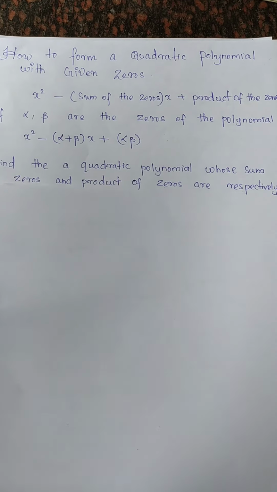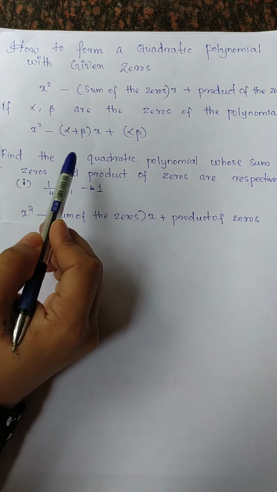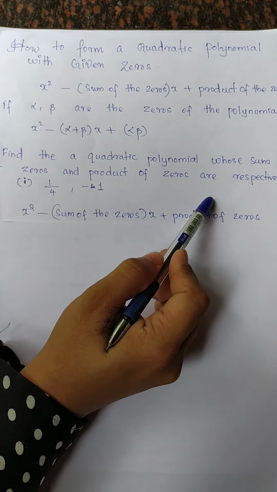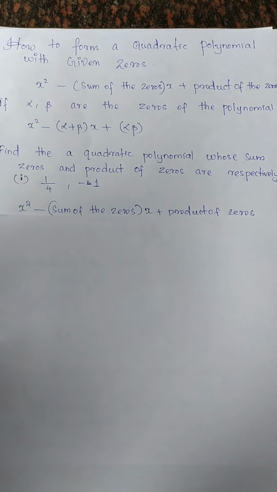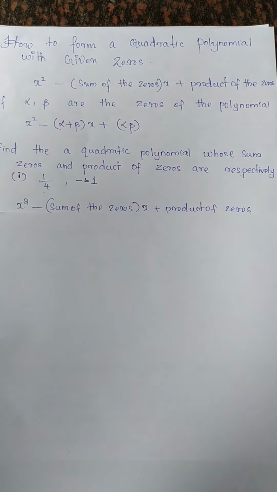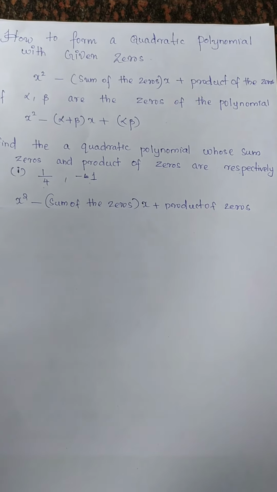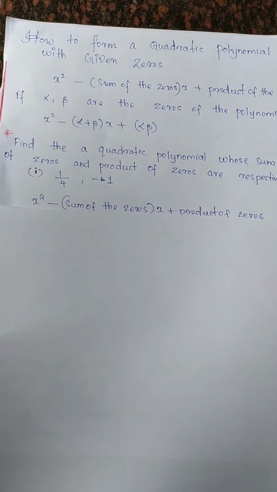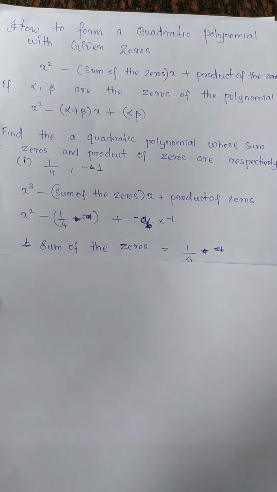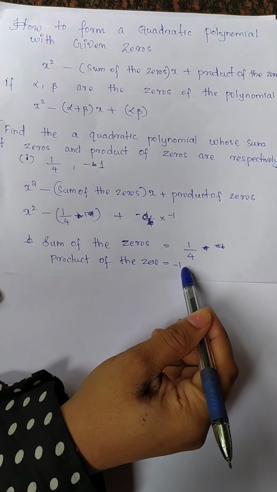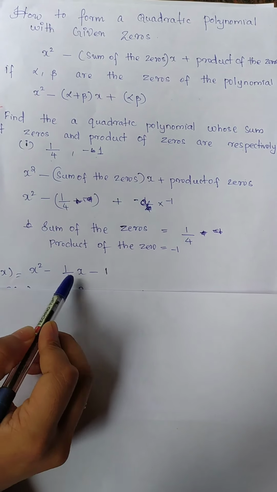Now let's do a problem. Find the quadratic polynomial whose sum of the zeros and product of the zeros are respectively 1 by 4 and minus 1. Here the sum of the zeros is 1 by 4 and the product of the zeros is minus 1. We already know the equation is x square minus sum of the zeros x plus product of the zeros. So the required equation will be x square minus 1 by 4 x minus 1.